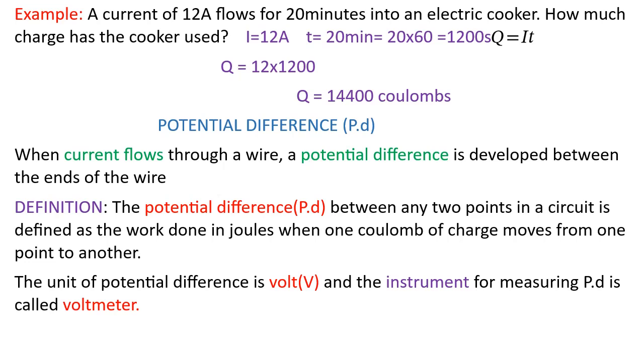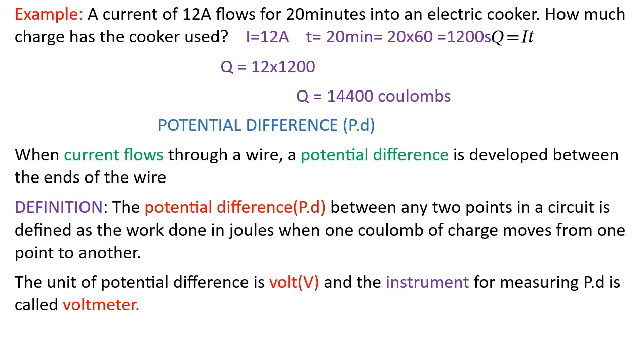Now remember, for work to be done, there must be a change in position. So when these charges change position and begin to move, the work done by those charges is what we call potential difference. It is the work done in joules when a coulomb of charge, 1 unit of charge, moves from one point to another. That is potential difference.